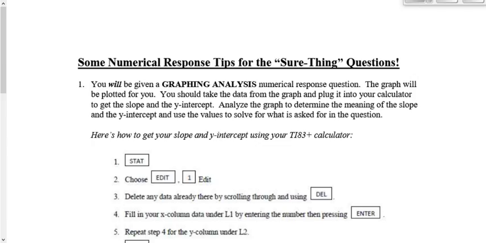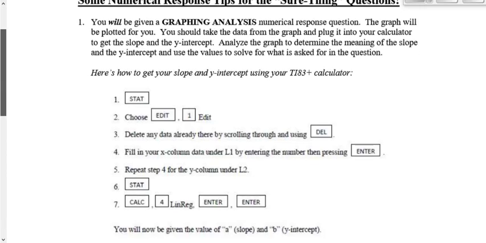So what I'd like you to do right now, everybody, is to take out your calculator and your data sheet. On the front of that booklet that I posted on Google Classroom this morning on numerical response questions, the very first page is going to be this little summary as to how to use your calculator to spit out the slope and the y-intercept.